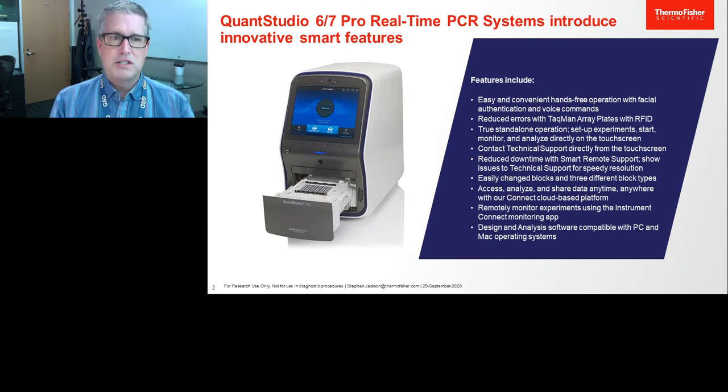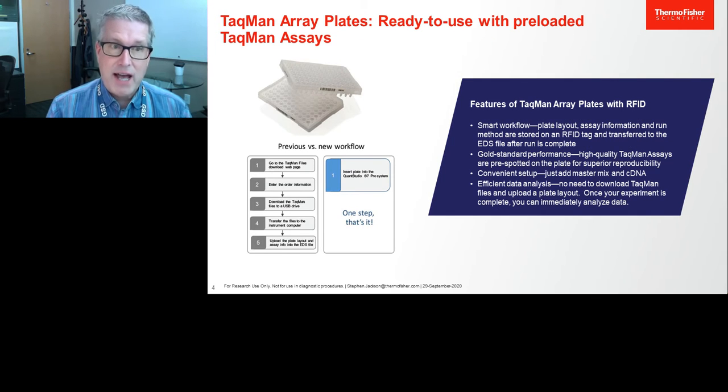Now, as I mentioned, the QuantStudio 6.7 Pro comes with RFID tagging. This is a radio frequency tag that is embedded into a plate where the RFID enables a smart workflow. The RFID can include the plate layout, all the assay information, and run method, all in this RFID tag. It can get immediately transferred to the EDS file after the run is completed, and when your run is started, it will be uploaded to the instrument. So you just have to basically put it in and turn it on and go.